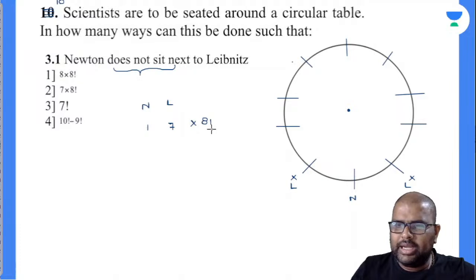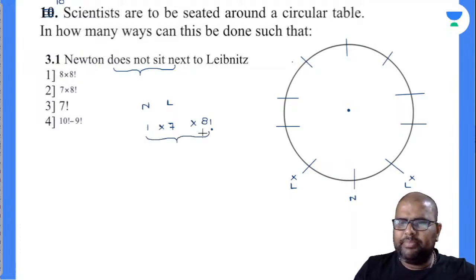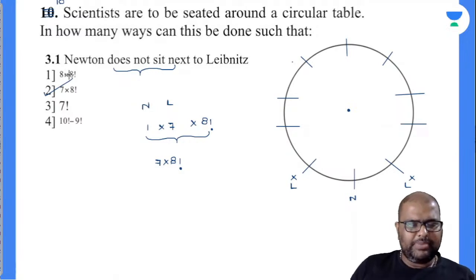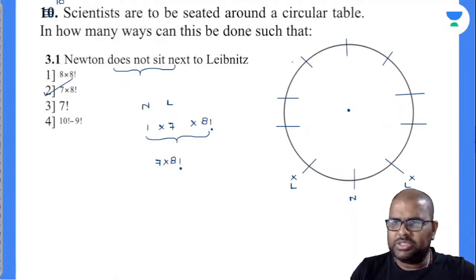I hope you are getting my point. And see here, is this the answer? Break it into simple parts. You can solve questions of circular permutations very easily. And this is the option, the second option. Will you try the next one in the same pattern? Let's see how many can solve this.